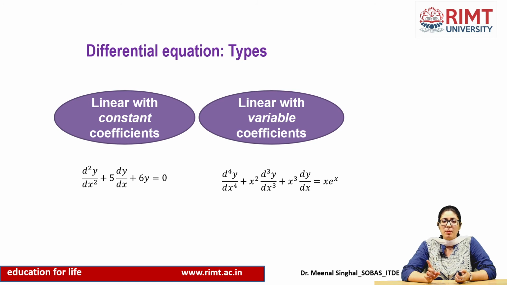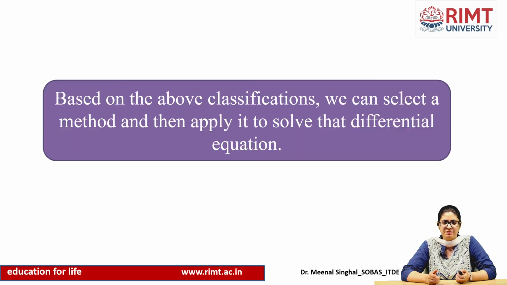And when we talk about a linear equation with variable coefficients, in that case, if you see the coefficient for the term d4y by dx4, its coefficient is 1. The coefficient of d cube y by dx cube is x square, and the coefficient of dy by dx is x cube. So, here you see the coefficients are variable in nature because x here is the independent variable. So, this is another classification.